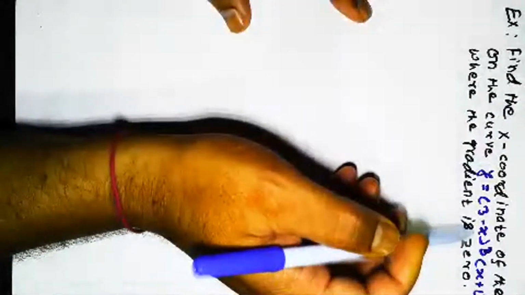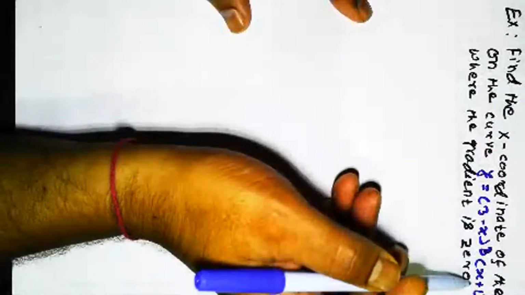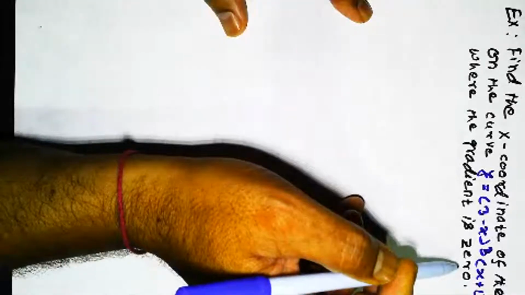So on the other side, I have one problem here. This problem states: find the x coordinate of the points on the curve y equals (3 minus x to the power 3) times (x plus 1) whole square, where the gradient is 0. That means find the x coordinate of the points on this curve when the gradient is 0. That means when dy by dx is 0.